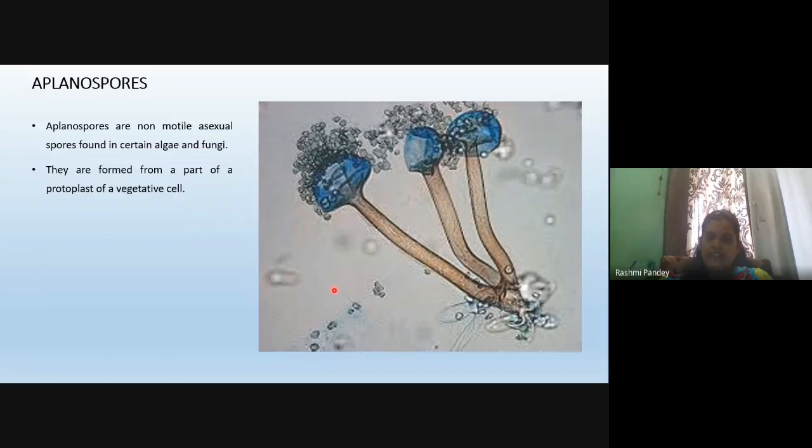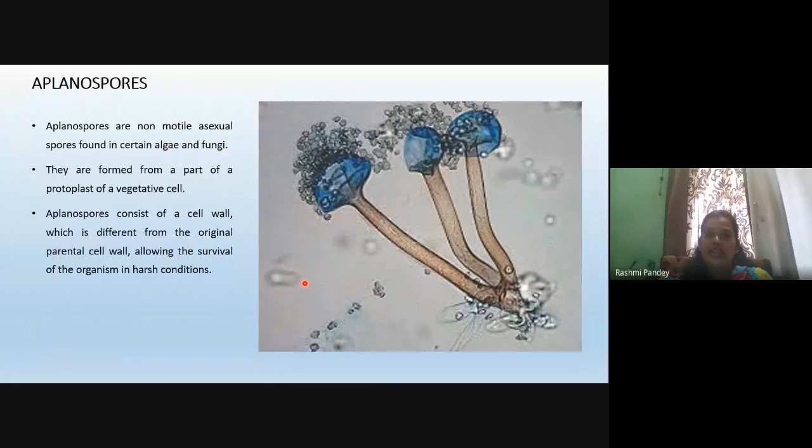But in algae, the same vegetative cells may sometimes get converted into an aplanospore. They have a rigid cell wall and they are meant for survival in harsh conditions. Due to the dehiscence, their cell wall is quite rigid, so they can survive whenever the favorable conditions are not available.